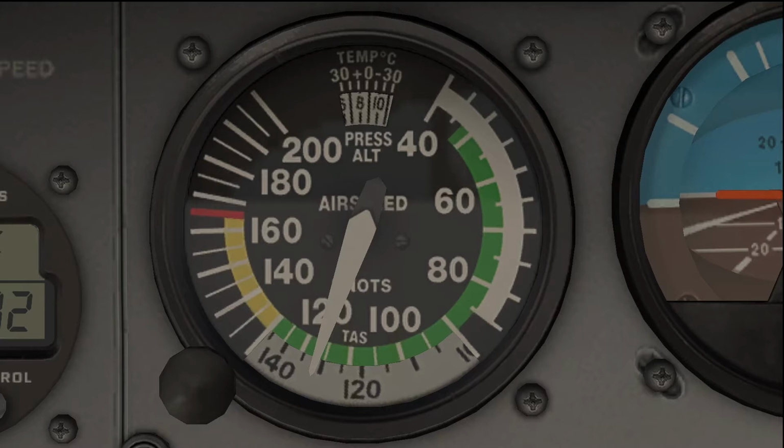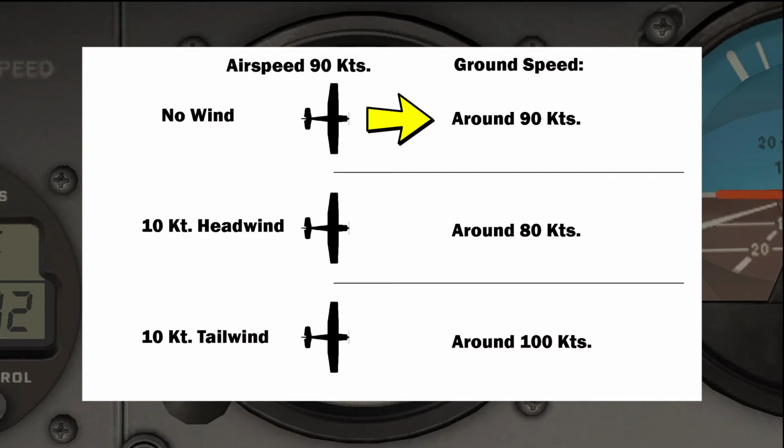This is different than ground speed. For example, if you are flying at 90 knots in calm air, then you're traveling around 90 knots over the ground. If your airspeed is 90 knots into a 10-knot headwind, then your ground speed will be around 80 knots. If your airspeed is 90 knots with a 10-knot tailwind, then your ground speed is somewhere around 100 knots.